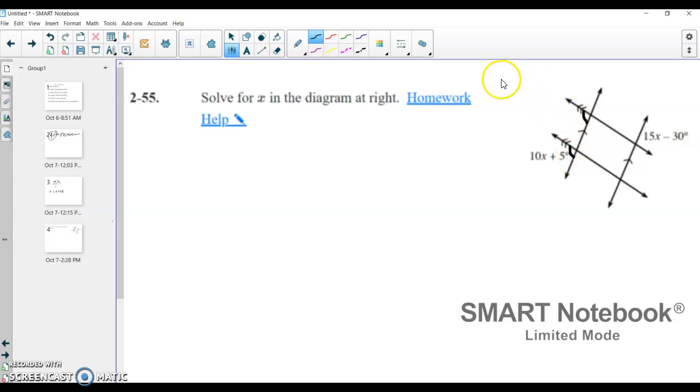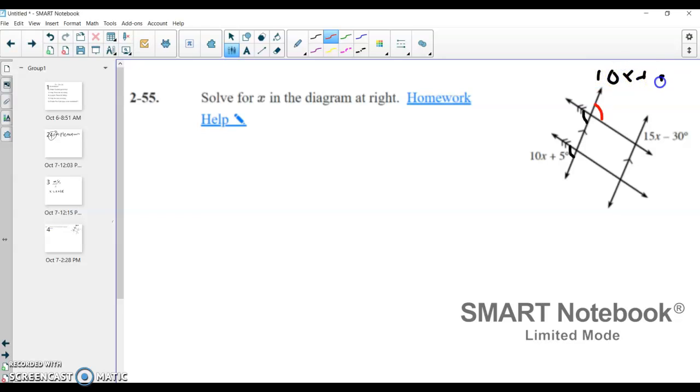Okay? Now, this black angle right here is vertical angles to this angle right here. So the black one and the red one, they're also equal because vertical angles are equal. And so this red angle is also 10x plus 5. I'm going to put that one in there this time.